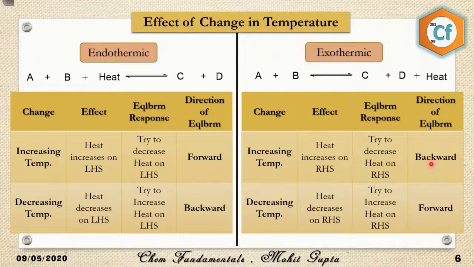If I decrease the temperature, the heat on the right hand side would decrease, and in that case equilibrium will try to increase the heat, and in order to do so the equilibrium will shift in the forward direction. This is a very simple concept.